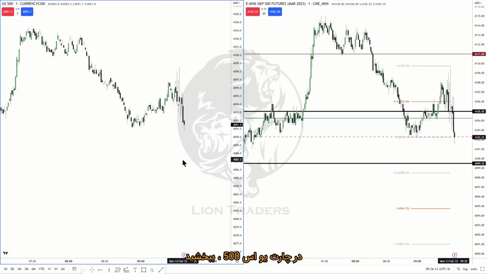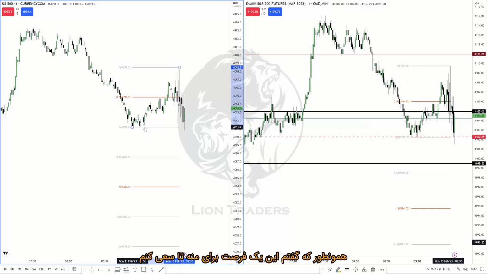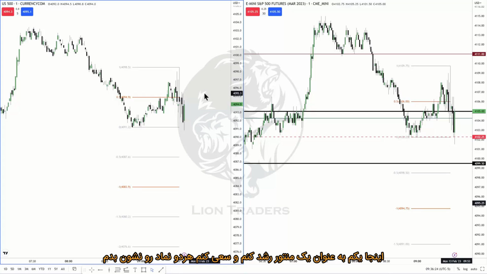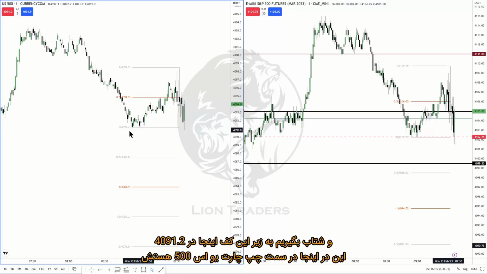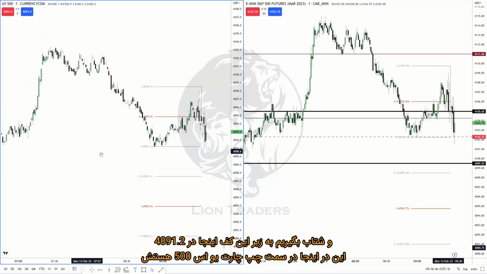On the US 500 chart, I apologize. Like I said, this is an opportunity for me to try to grow a little bit more as a mentor here, trying to show both vehicles. The 4087.6 level and 4083.9 level, that would be my expectations. It should break below and get animated below the low here at 4091.2 on the US 500. This is what that chart is over here on the left hand side.